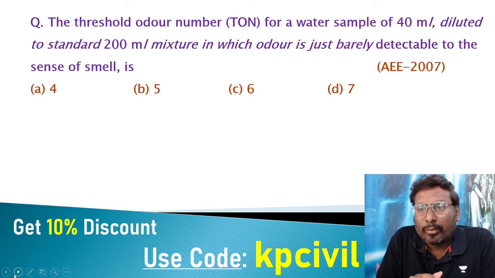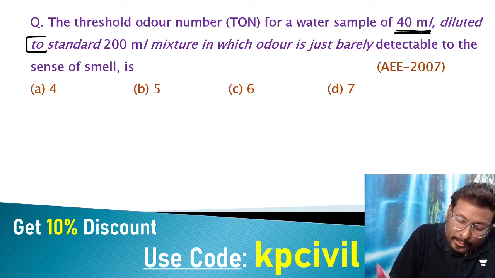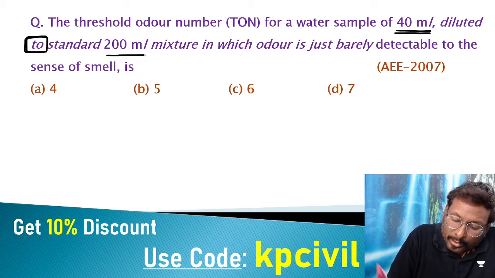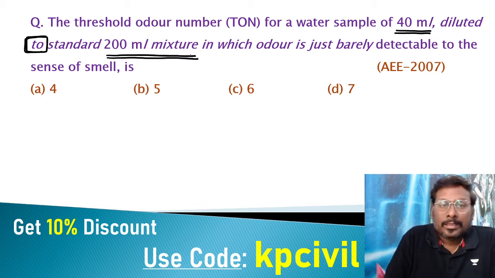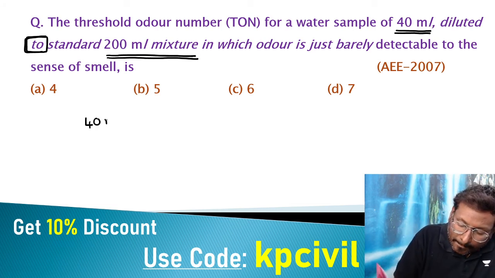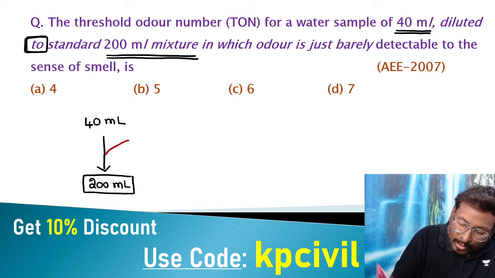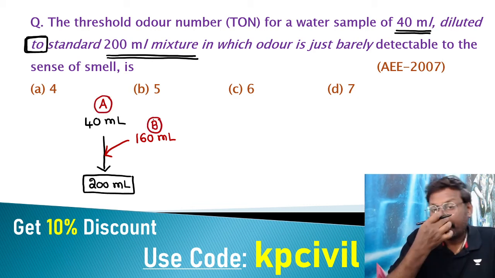Threshold odor number for a water sample of 40 ml. Very important, diluted to standard 200 ml mixer. Standard 200 ml mixer, 40 ml is taken and it is diluted to 200 ml standard value. So how much ml is added? 160 ml is added. This is water sample A. This is blank distilled water sample B.